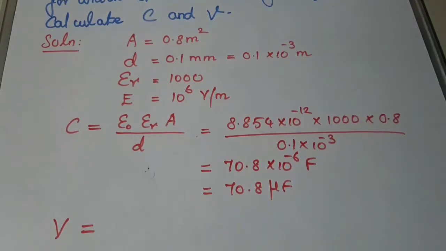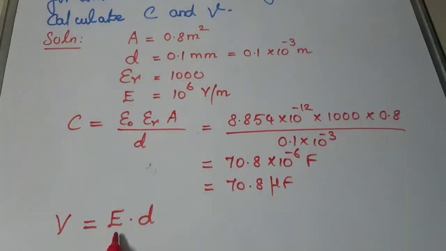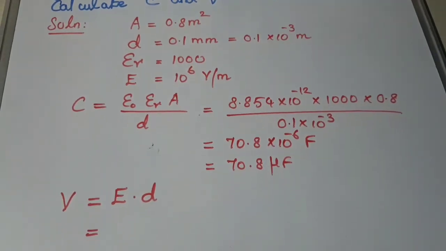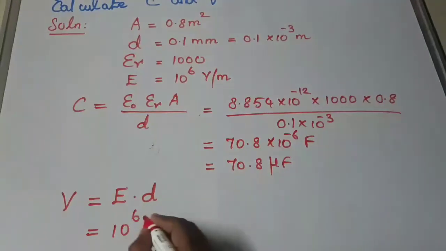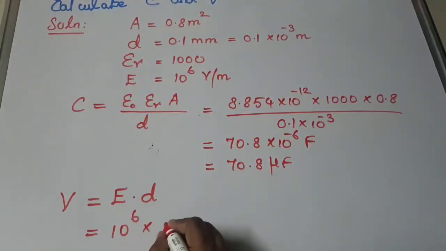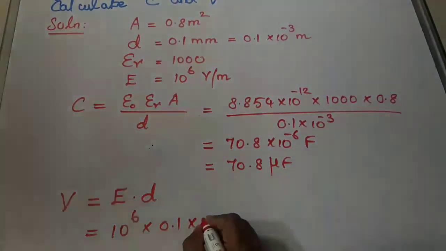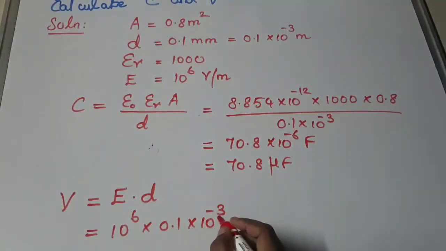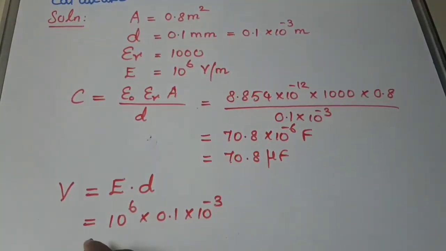So V is equal to the product of E and D. So the field intensity value E, multiplied with the separating distance D, gives the result of the potential function. So the E value is equal to 10 power 6. Then D value is equal to 0.1 into 10 power minus 3. So the result is equal to 100 volt.